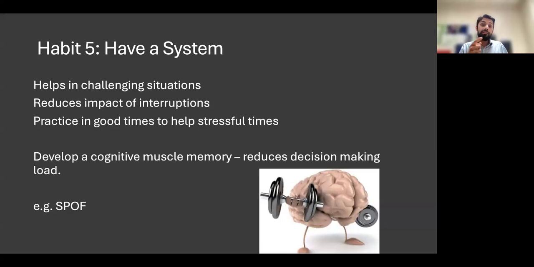But that system needs to be done so many times for the different things you do that it becomes cognitive muscle memory. And because what are you doing? One of the things you're doing is you're reducing decision-making load, right? Just like the football, he's not making the decisions there and then, right? The decision's already been made in practice, right?